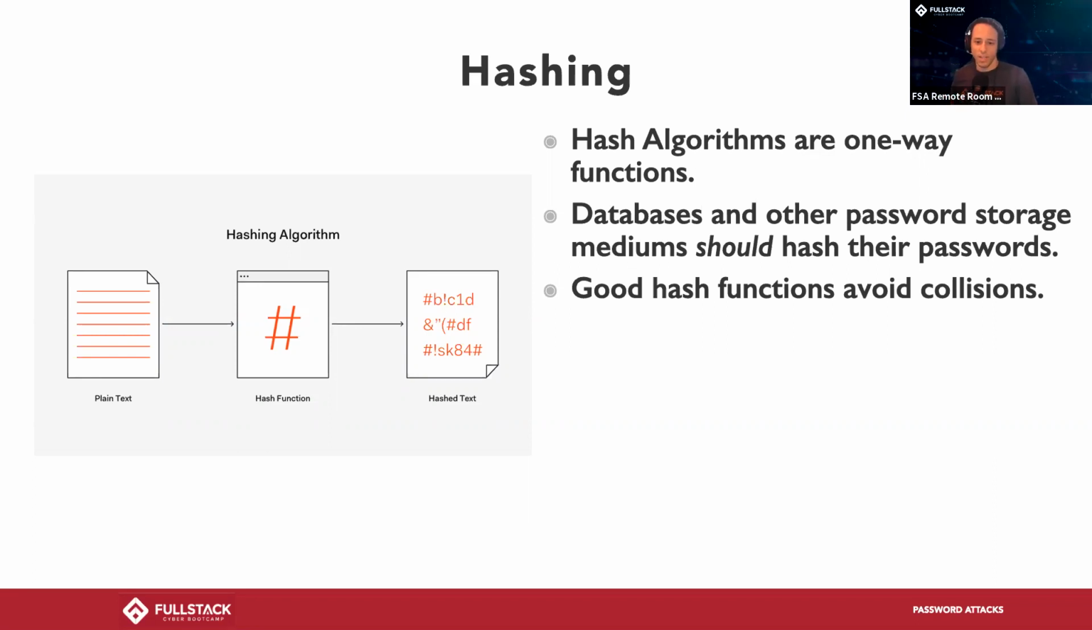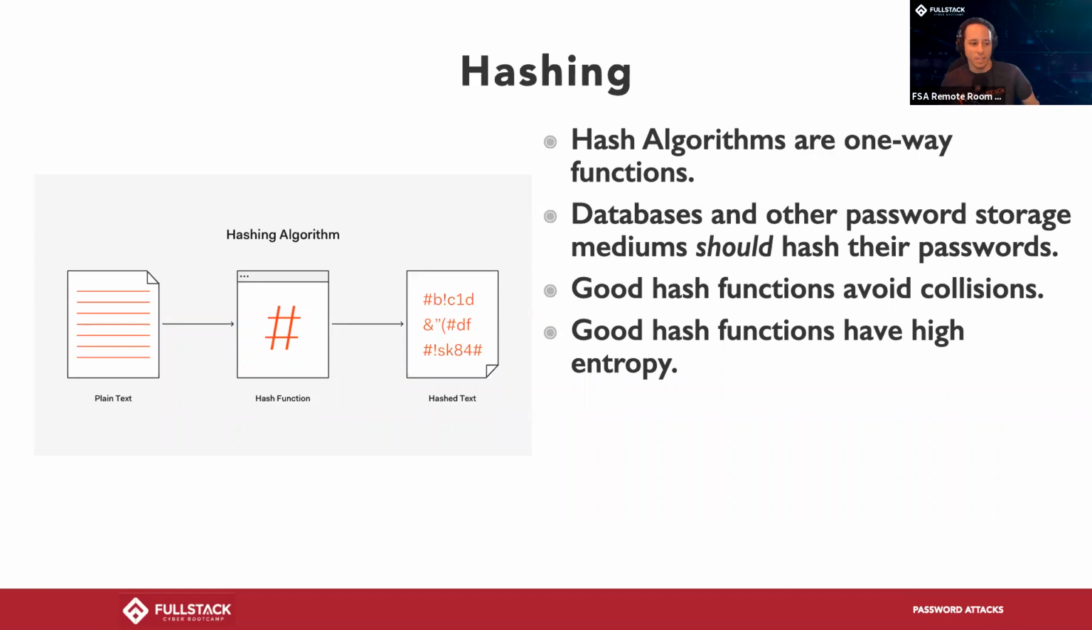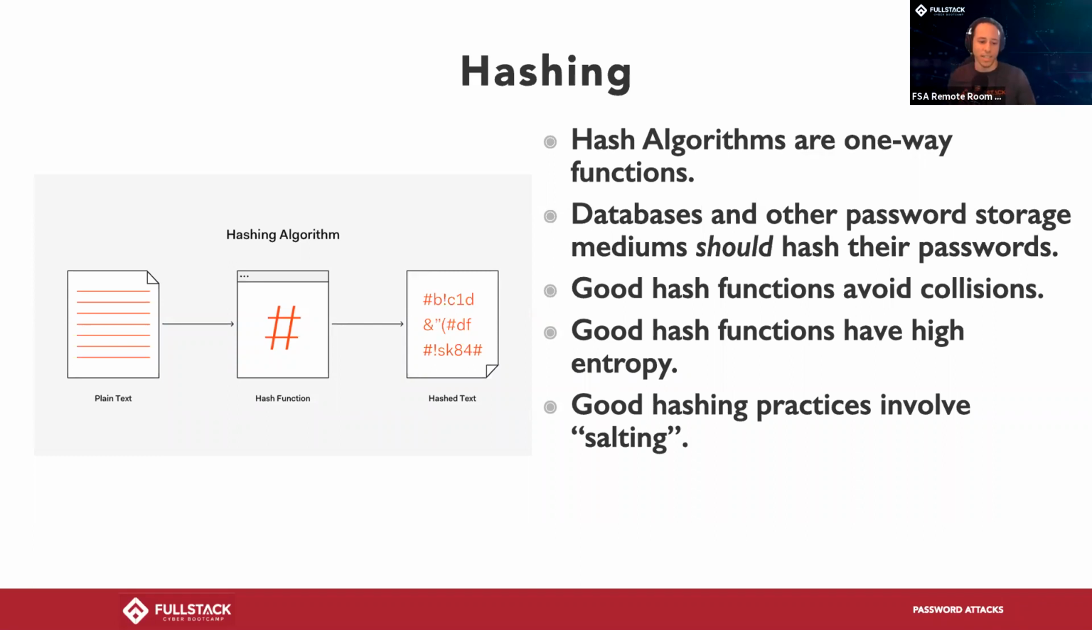Good hash functions should avoid collisions. A collision is when two different plain texts produce the same hash text. We don't want that. We want two different plain texts to produce two completely different hash texts, right? Everything should have different fingerprints, essentially. And good hash functions have high entropy, which means small changes in the plain text make a big change in the hashed text. And a good practice for saving passwords in your database involves a technique called salting. We'll talk about what salting is in a bit when I do some demos.